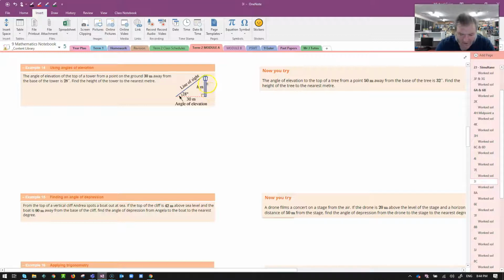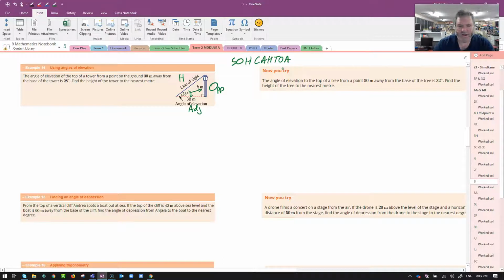So I'm looking for the height, and I know that this is 28 degrees. Well, let's label our triangle. There's my right angle. So this is going to be the hypotenuse. Across from the angle is the opposite side, and next to the angle is the adjacent side. Now I pull out of my pocket SOHCAHTOA, and that reminds me what I want to do.